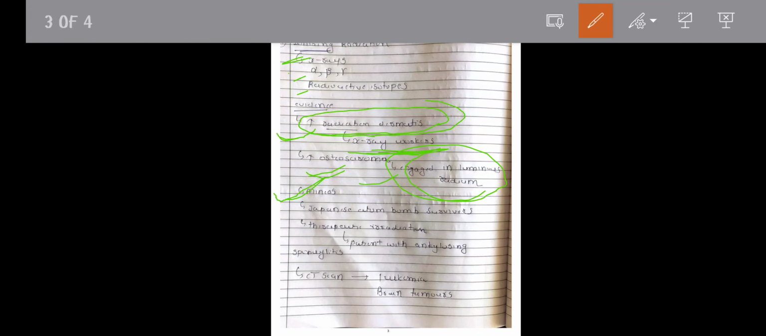Then Japanese atom bomb survivors. There are notably acute and chronic myeloid leukemias and various solid tumors of breast, colon and thyroid seen. Then therapeutic irradiation is seen in patients with ankylosing spondylitis, in children with enlarged thymus. Then CT scan can induce leukemia and brain tumors.